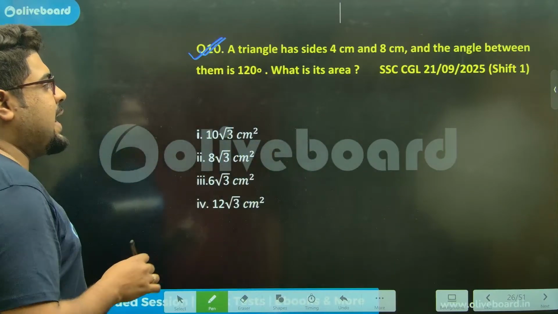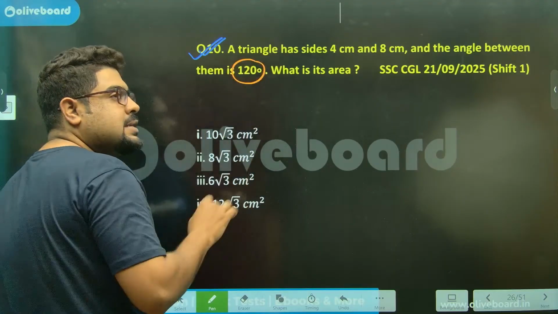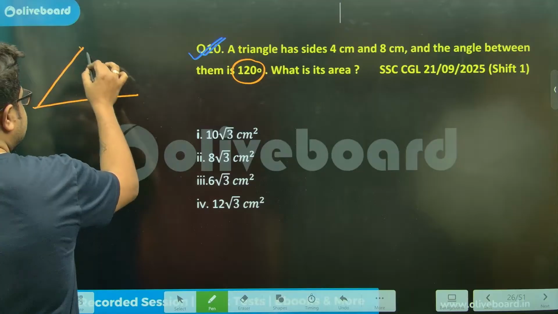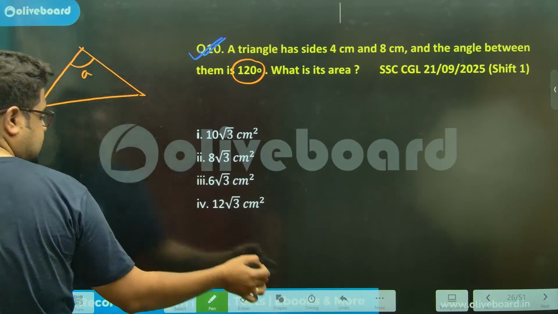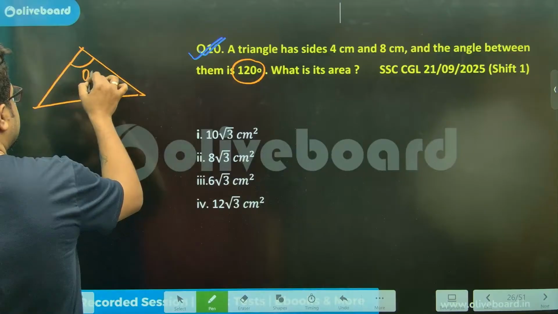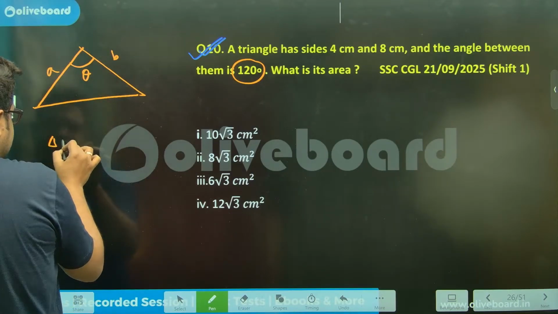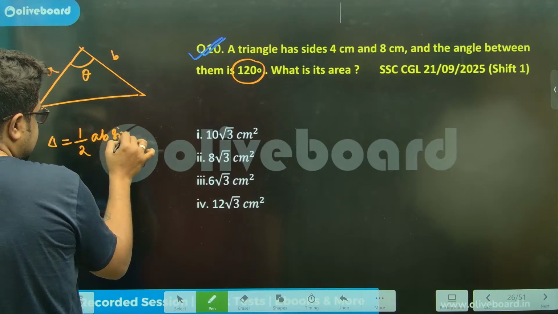The triangle has sides 4 and 8. The angle between them is this. For those who know, if there is a triangle like this, and this is theta, this is A, this is B, you can say the triangle area will be half AB sine theta.